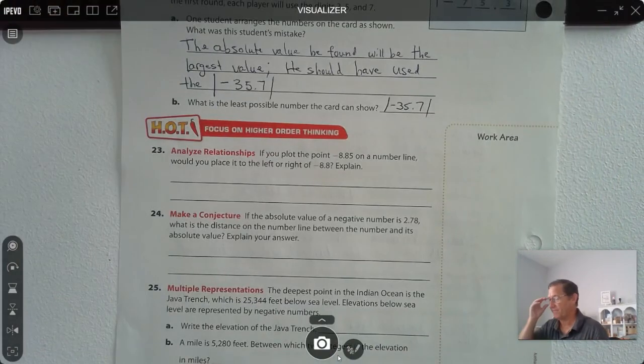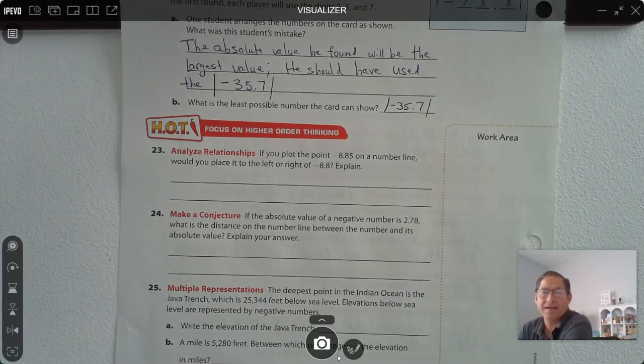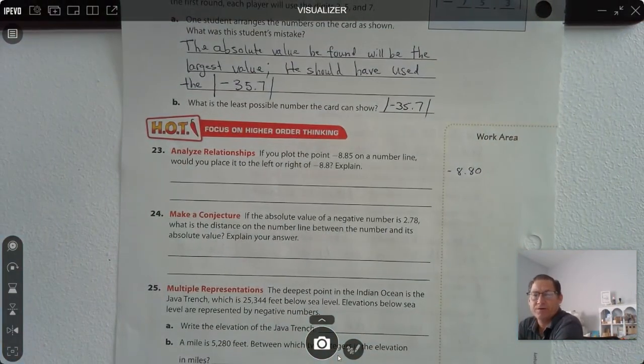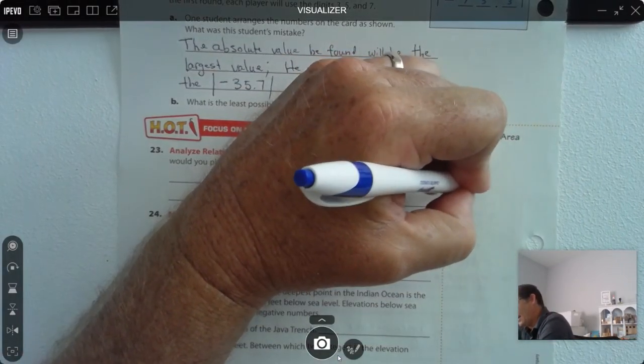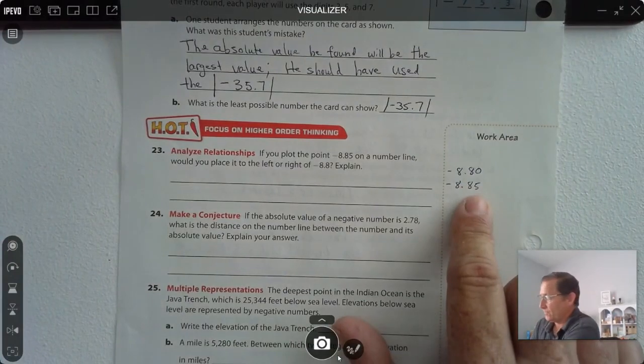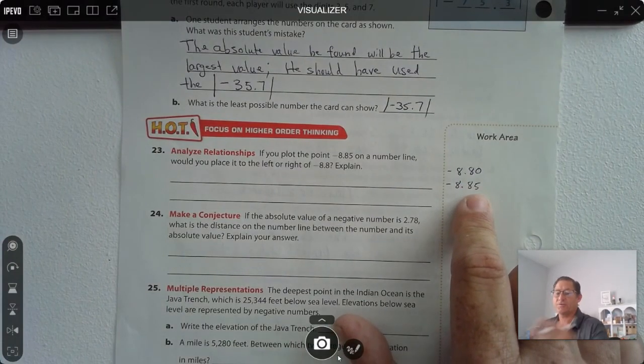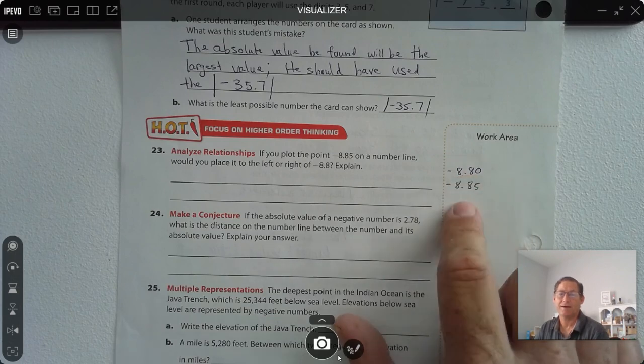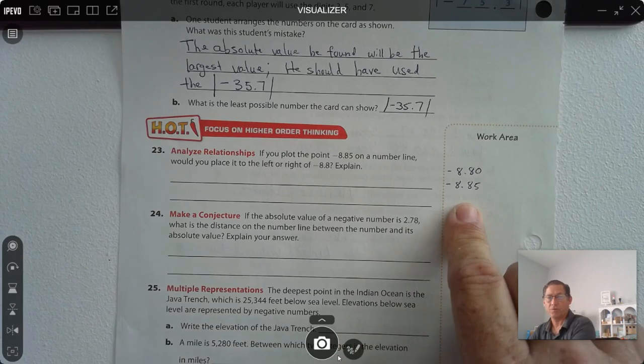All right, 23. If you plot the point negative 8 and 85 hundredths on a number line, would you place it to the left or right of negative 8 and 8/10? Okay, so if we just look at negative 8 and 8/10, we can rewrite that as negative 8 and 80 hundredths, and when we have negative 8 and 85 hundredths. So negative 8 and 85 hundredths is further to the left on the number line. So we would put negative 8 and 80 hundredths to the right of negative 8 and 85 hundredths. So we would place it to the left.